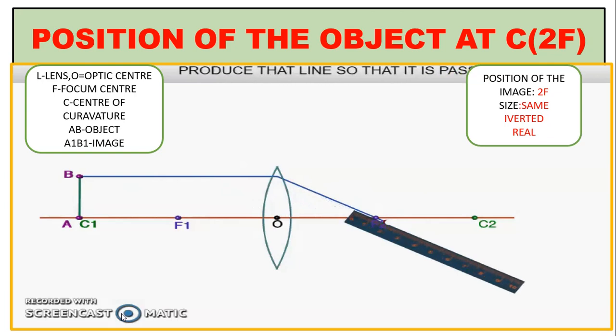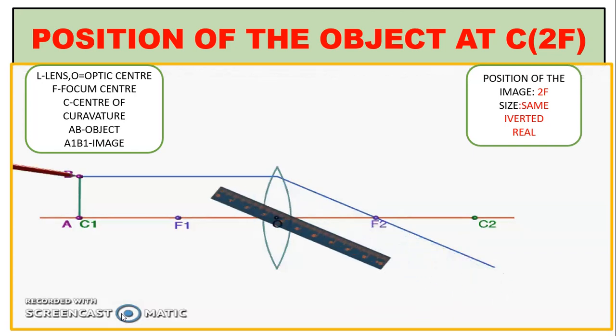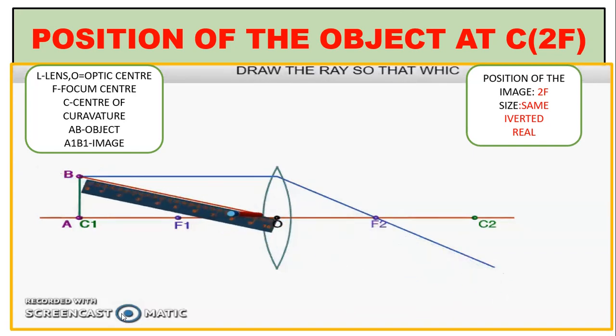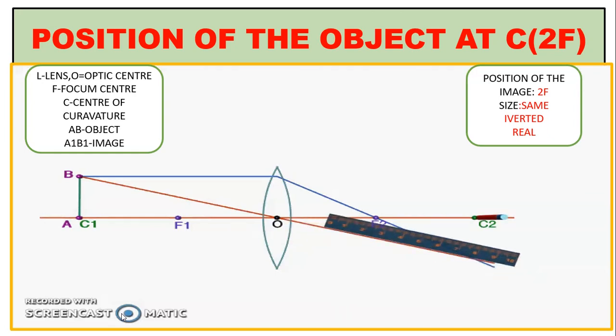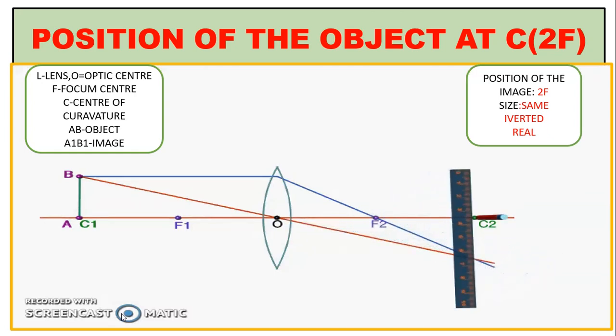and take another ray from B which is passing through the optic center and produce it. They intersect at a point. Draw a perpendicular from that intersecting point to the principal axis. I think you are clear.